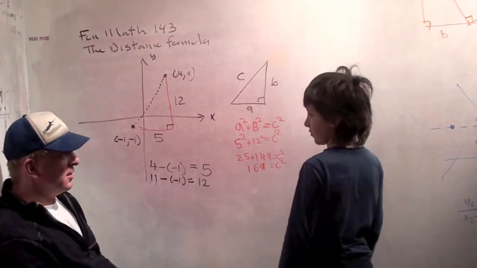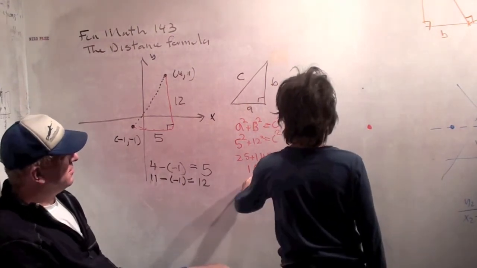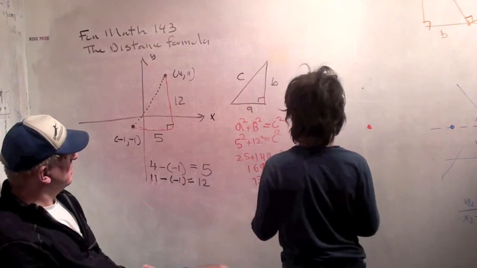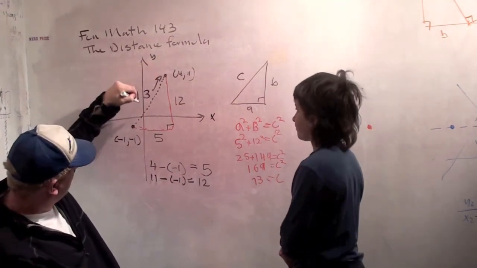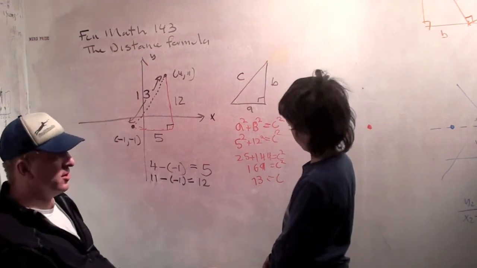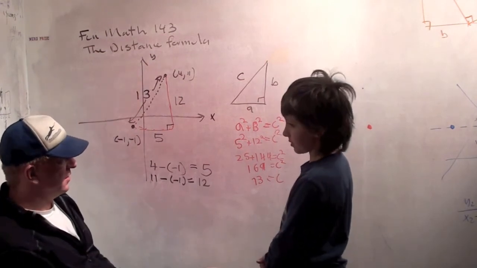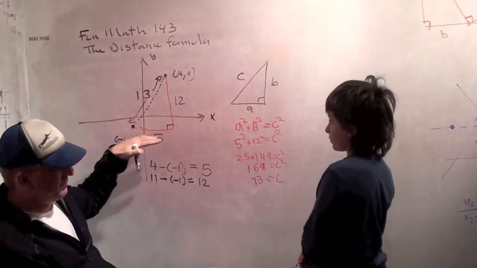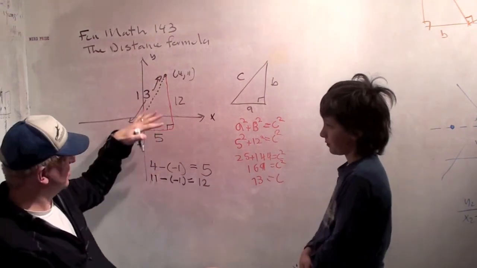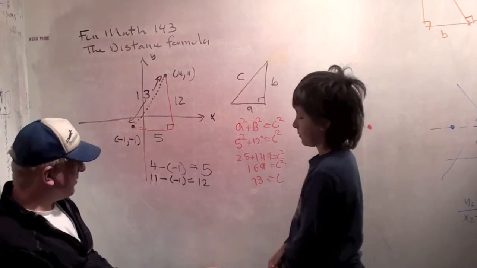But 169 is 13 squared. Oh, how lucky is that? So it turns out that these points are a distance 13 apart. Now, are they always an integer distance apart? No. Sometimes they're like the square root of 2 apart. But here I secretly chose the numbers so they would work out. That's pretty neat, right?